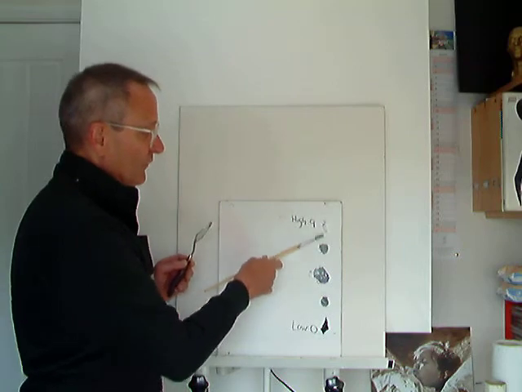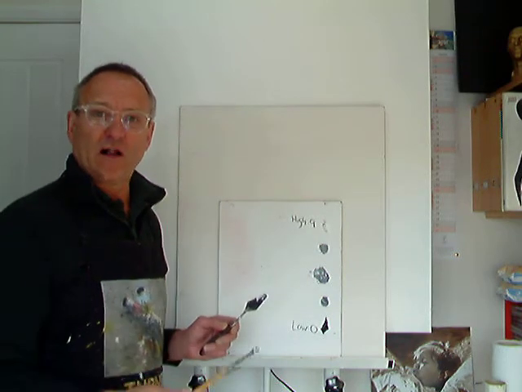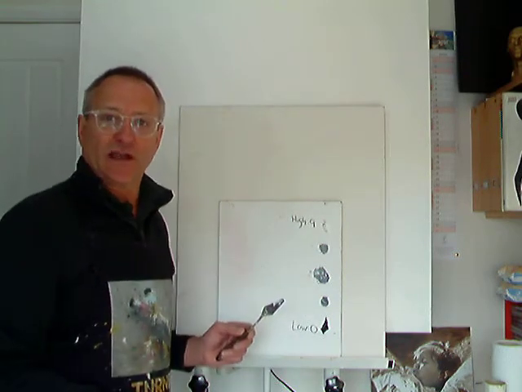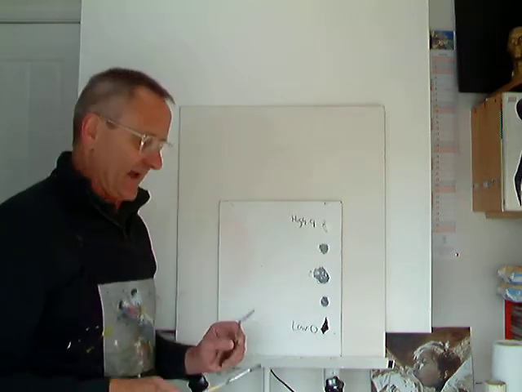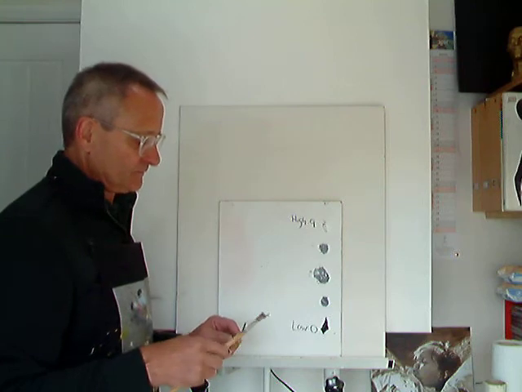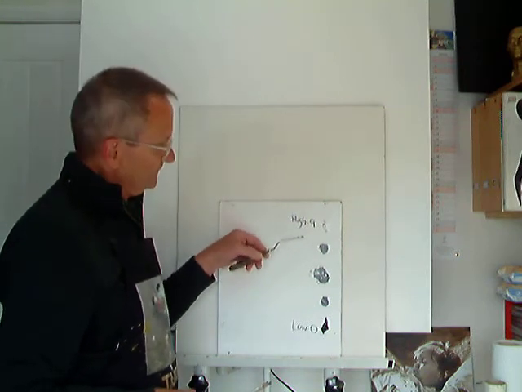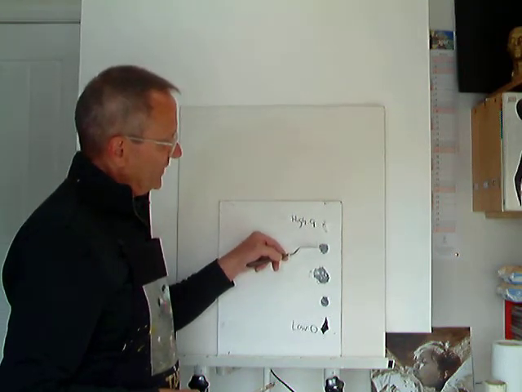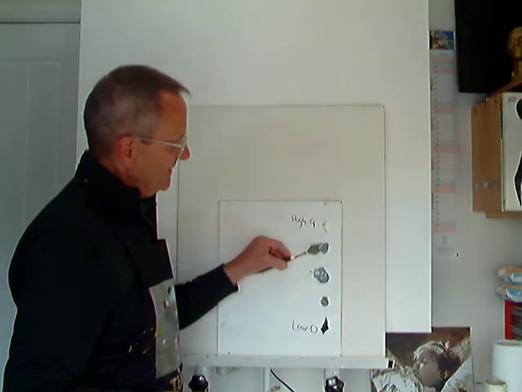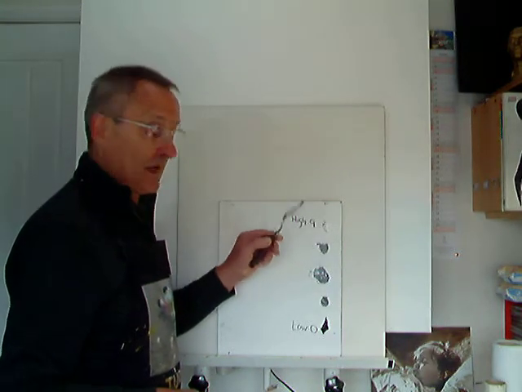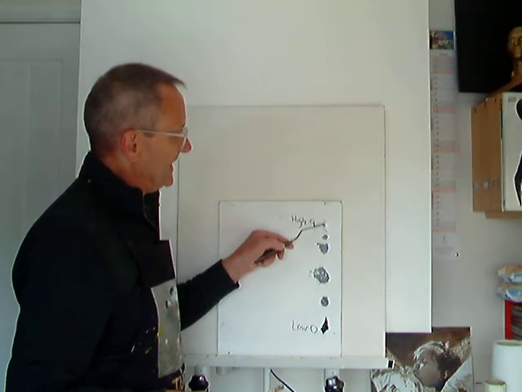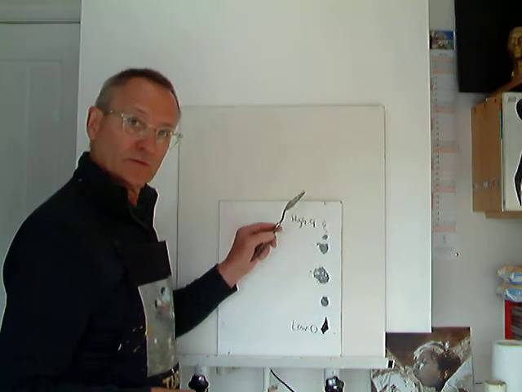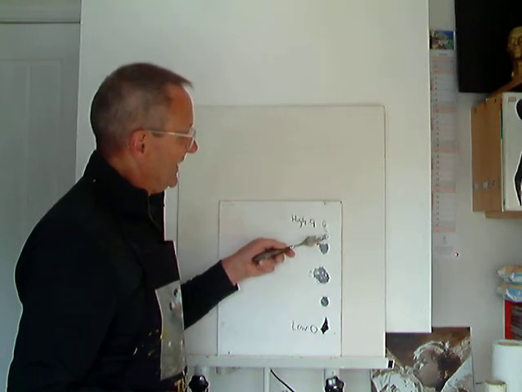1, 2, 3, 4, 5 values. That would be enough to create an excellent painting. But let's just go in between and do a little bit more. So I'm going to take the proportion of this value and put it in the middle. I'm going to take the same amount of white and mix it in with that.